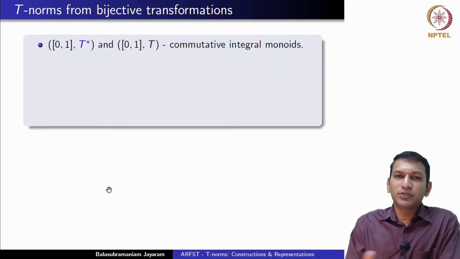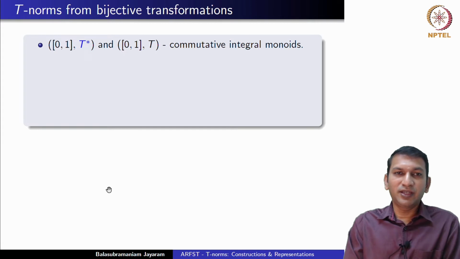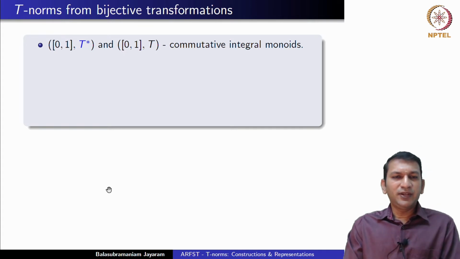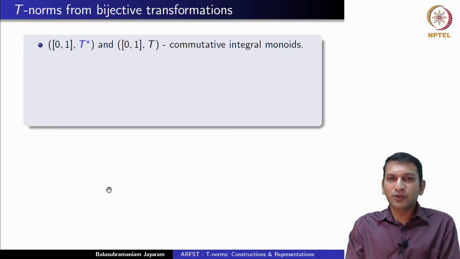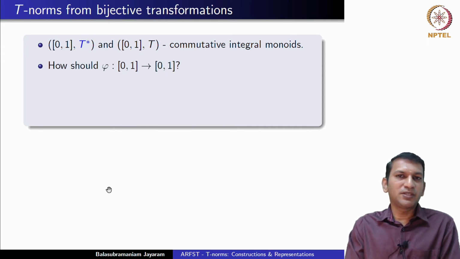Let's see whether we can put this to good use in the context of T-norms. If we take the set [0, 1], we know that any T-norm makes it a commutative integral monoid. So let's consider two T-norms, T star and T. For the moment, let's assume that both are known to us. So we actually have two commutative integral monoids, just like how we started with two algebras G and G dash earlier. Now what we need is a structure preserving map.